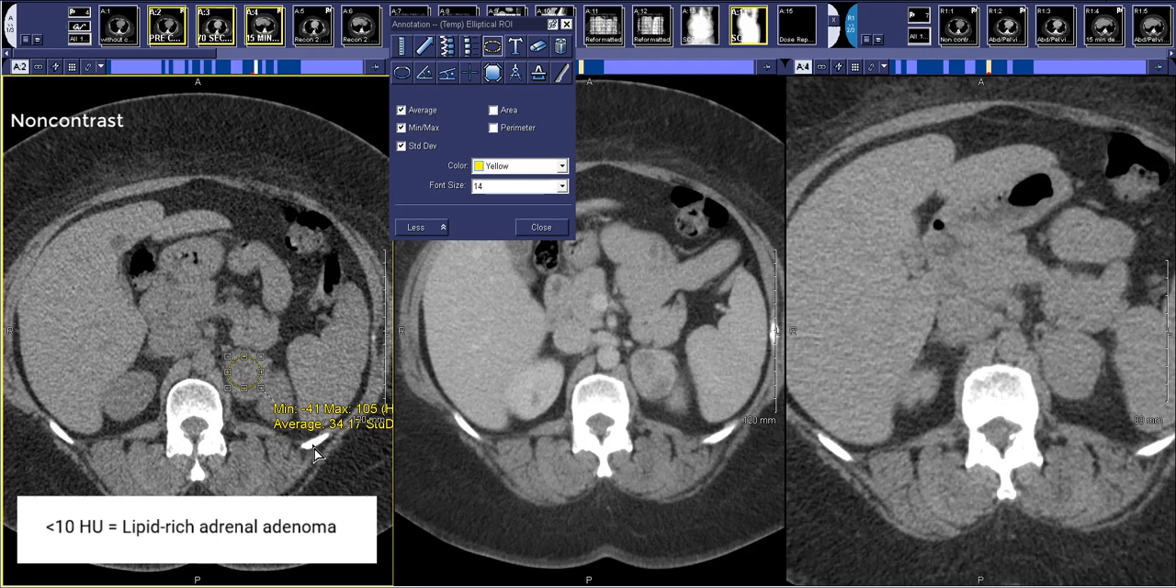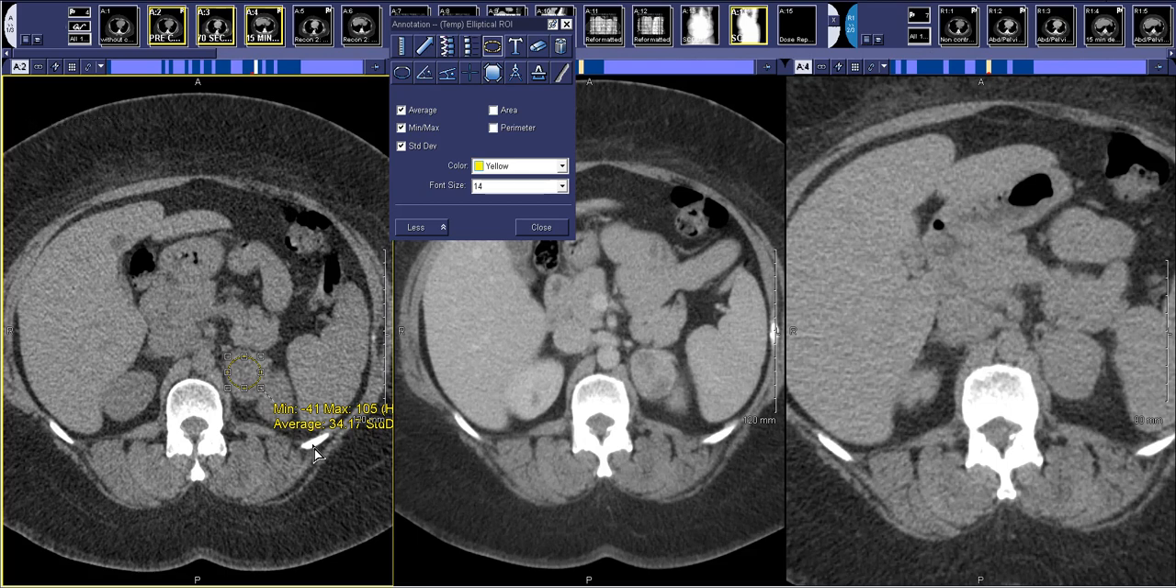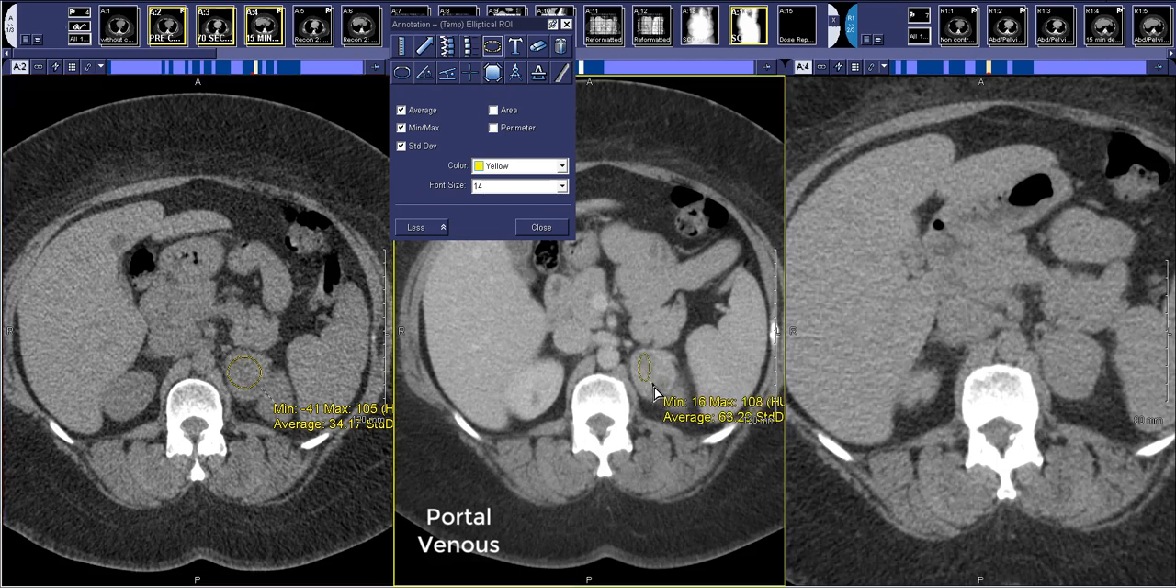In this case, the Hounsfield units, as you can see, were 34, and so that's indeterminate. Anything above 10, tell the tech to give contrast and complete the adrenal mass washout protocol CT scan. So they'll give a contrast bolus, and then they get two more sets of images. One is a portovenous phase, so that's in the middle. You're going to measure the attenuation of the adrenal gland on that.